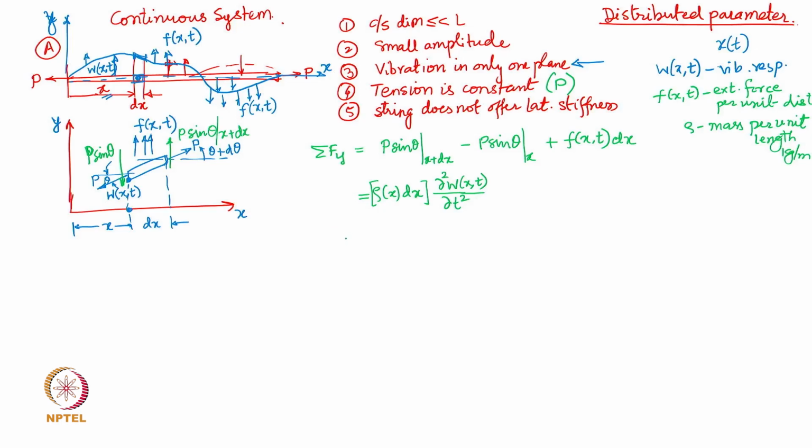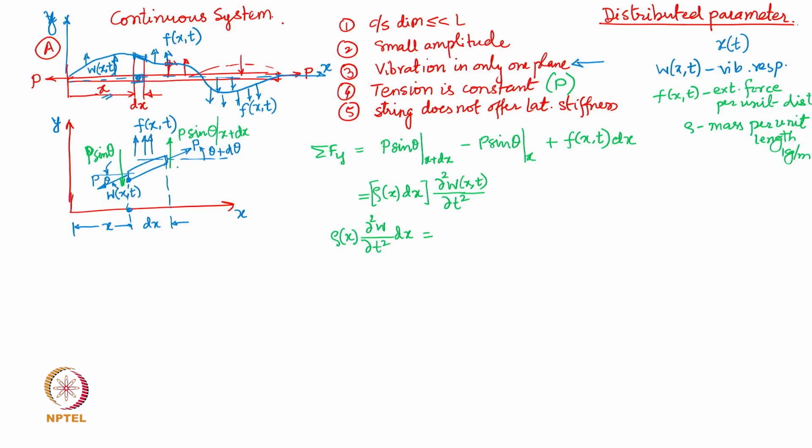So if I write this in this form, dou 2 w, now I am going to skip x comma t. It is implicit that it has to be a partial derivative because w is a function of more than one variable. It is going to be a function of both x and t. So the left hand side is mass times acceleration, which is the sum of all these forces.